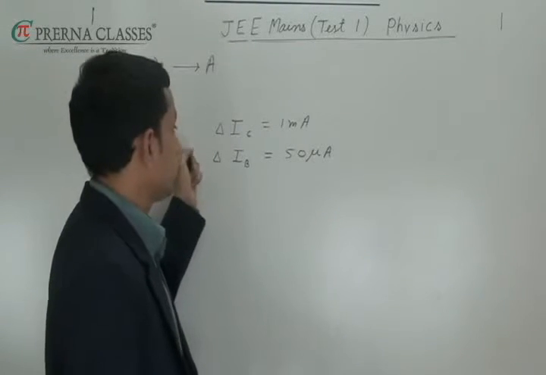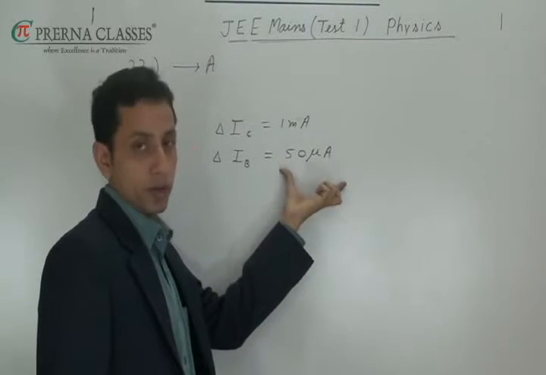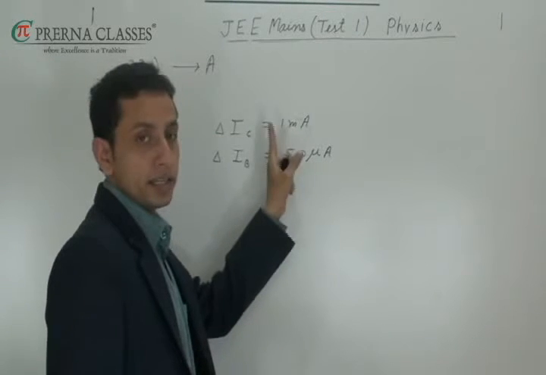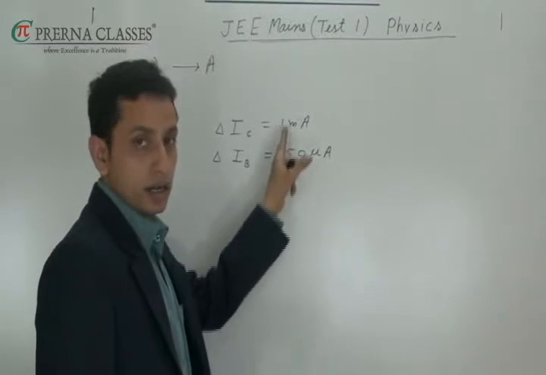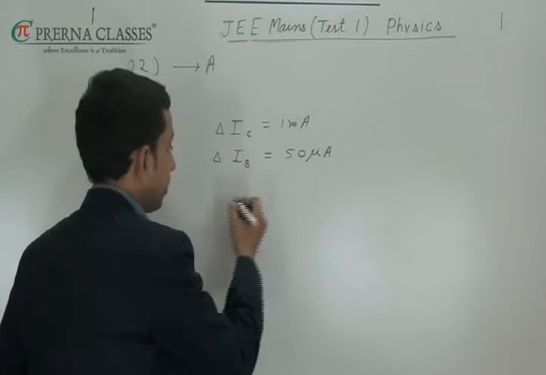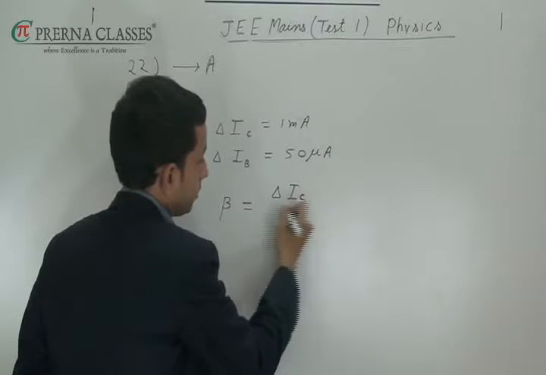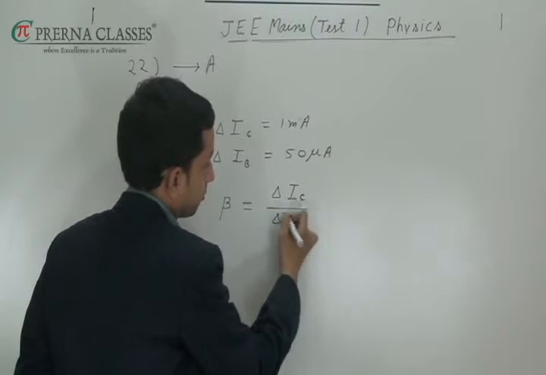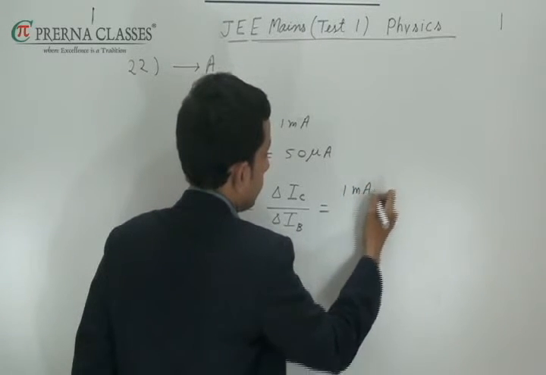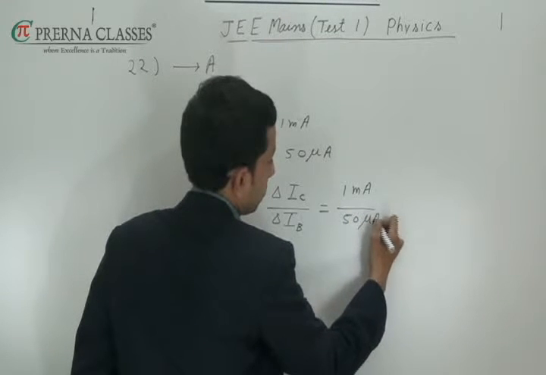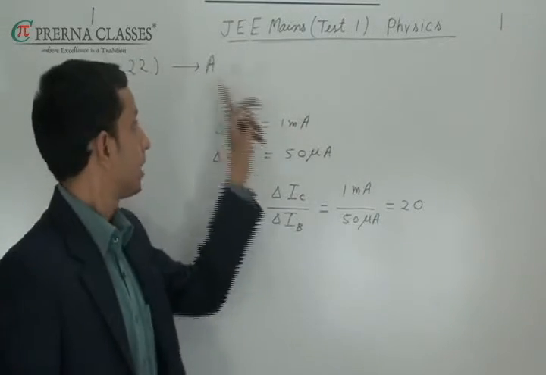Come to question number 22. In this question, it is given that when base current increases by 50 microampere, then collector current increases by 1 milliampere. Then we have to find the current gain factor. So current gain factor will be beta equal to the change in collector current divided by the change in base current. So its value will be 1 milliampere divided by 50 microampere, and that is 20. So its option will be A.